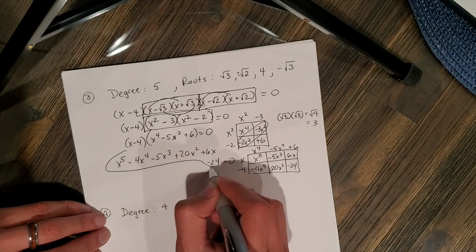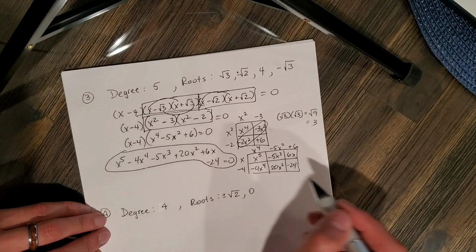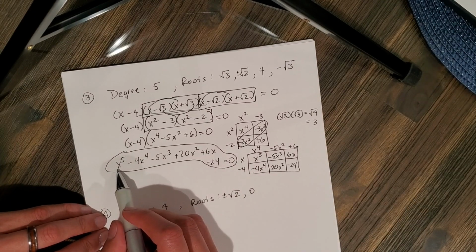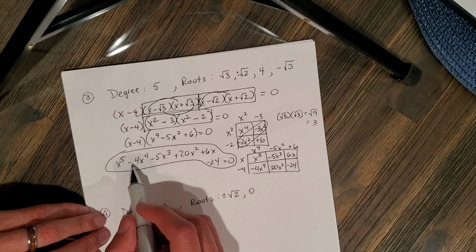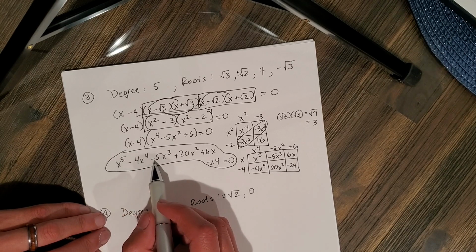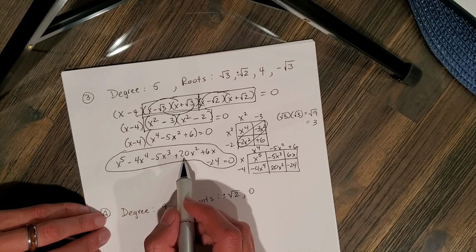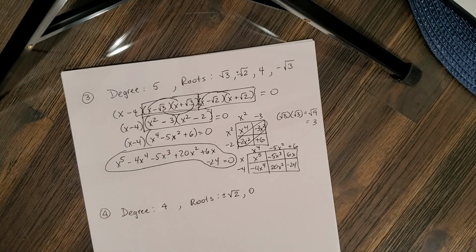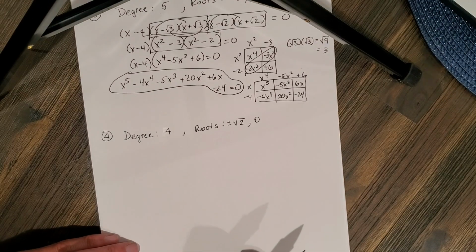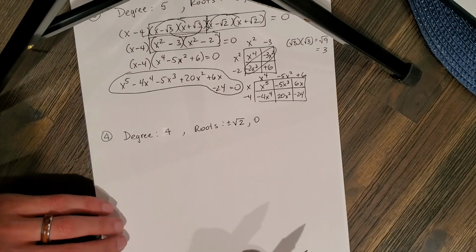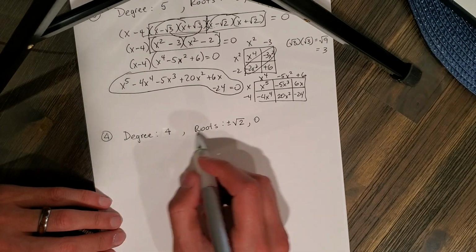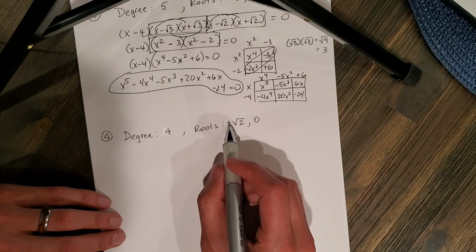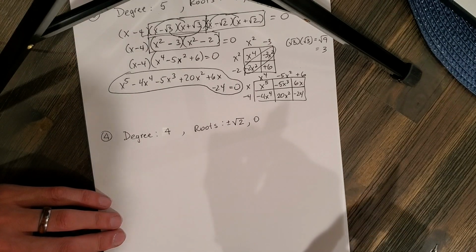Okay, so sorry for the non-straight answer there, but it looks like this. Okay, it's a very long polynomial. X to the fifth minus 4x to the fourth minus 5x cubed plus 20x squared plus 6x minus 24 equals 0. Okay, last one. Notice here we have degree 4, and then we have the roots 1, 2, 3.